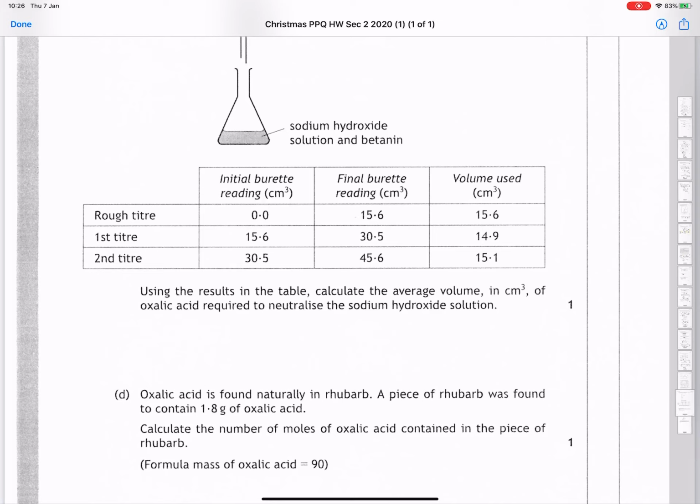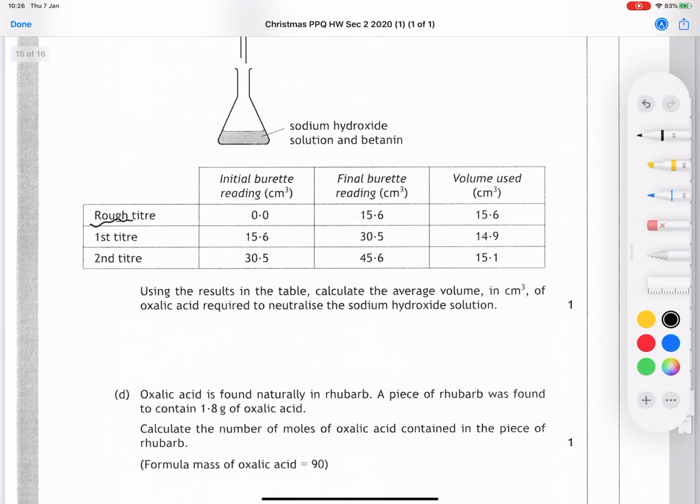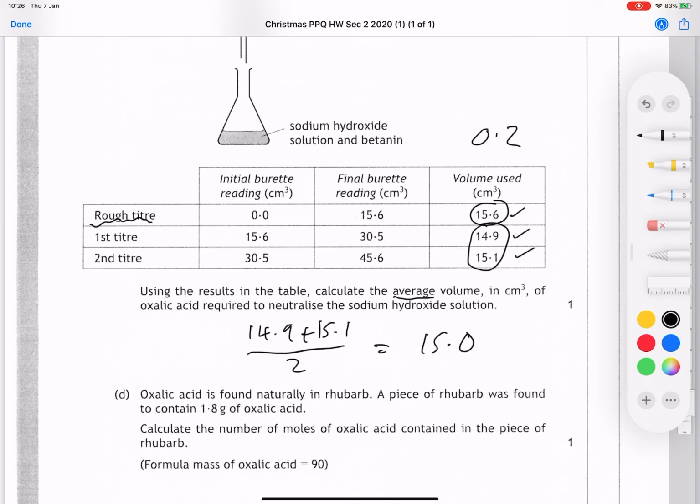Titration question. What is the average volume? So here we have a rough titer, which was 15.6. The first titer was 14.9, and the second titer was 15.1. Remember what we said? All data needs to be within 0.2 of each other, which means this one is way above 0.2. So we would only take these 2 as our answers, but it's an average of those 2, so it would be 14.9 plus 15.1 divided by 2, 15.0 centimeters cubed. 1 mark.